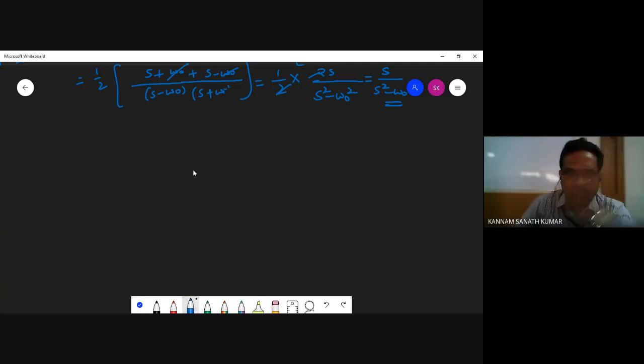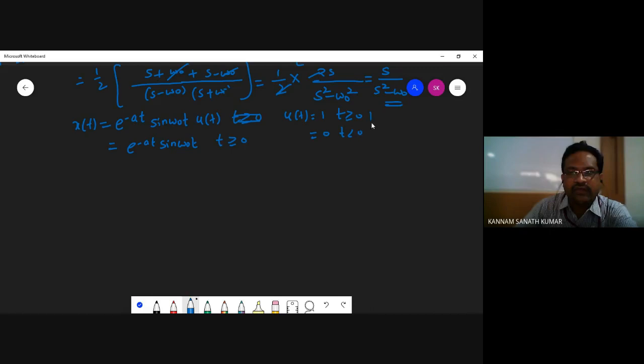Okay. So we'll see one more function. That is x of t equal to e power minus at into sine omega naught t into u of t. This is defined for t greater than or equal to 0, so this is equal to e power minus at into sine omega naught t for t greater than or equal to 0. Why? Because u of t is defined equal to 1 for t greater than or equal to 0, and 0 for t less than 0.